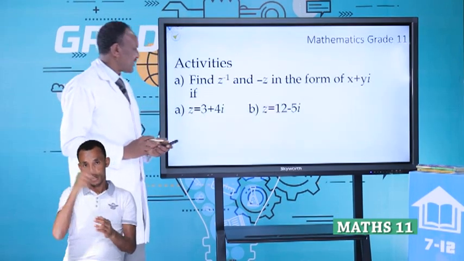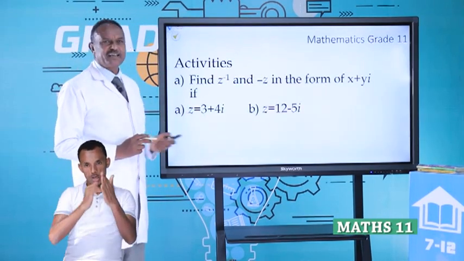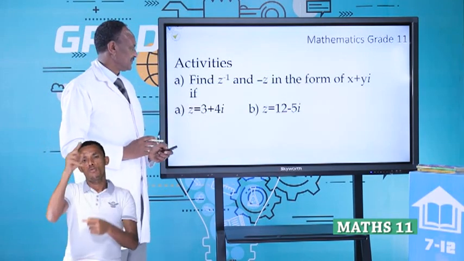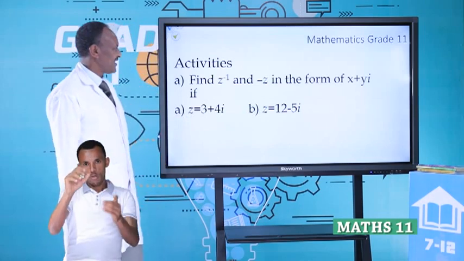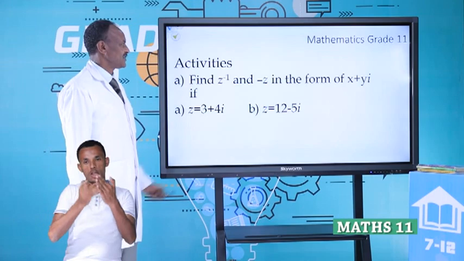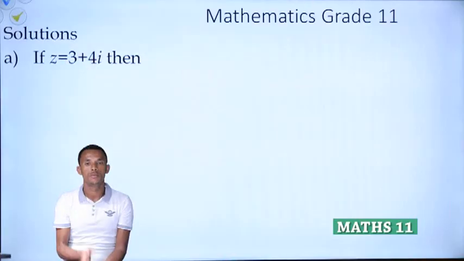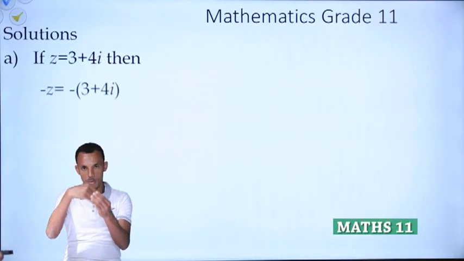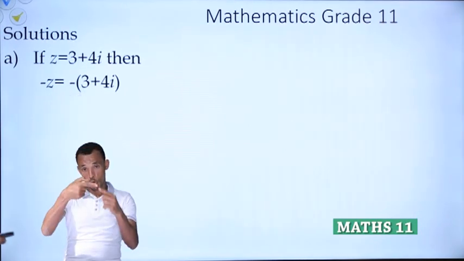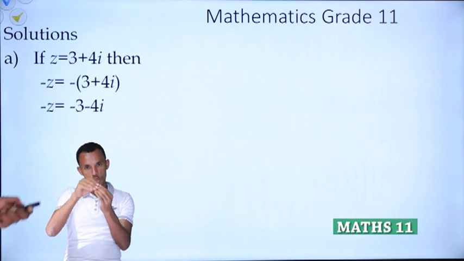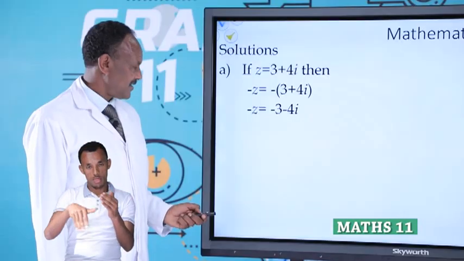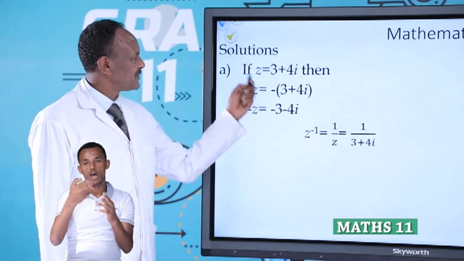If z is equal to 3 plus 4i, what is the multiplicative inverse? What is the opposite of z? If z is equal to 12 minus 5i, what is the multiplicative inverse and the additive inverse, or the opposite, of z? If z is equal to 3 plus 4i, then what is the additive inverse? The opposite of 3 plus 4i. When I multiply by negative one, I will have negative 3 minus 4i.